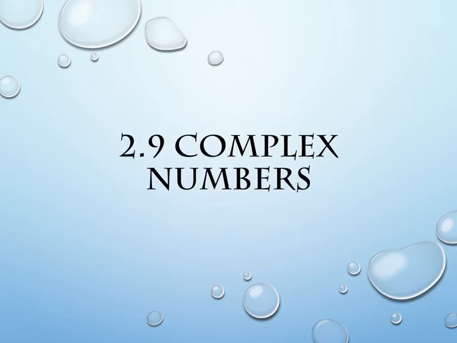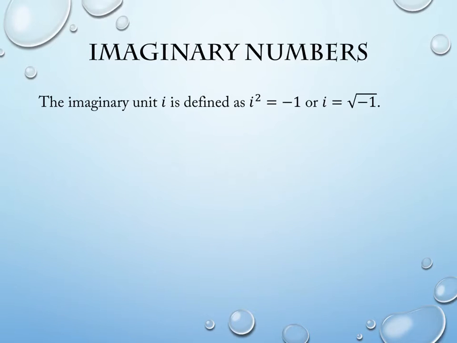Section 2.9, we're taking a look at another type of number. Some of you have used them a couple of times along the way, and I said things like, we're not there yet. So we're going to look at complex numbers today. To start with, we're going to talk about what an imaginary number is. The imaginary unit i is defined as either i squared is equal to -1 or i equals the square root of -1.